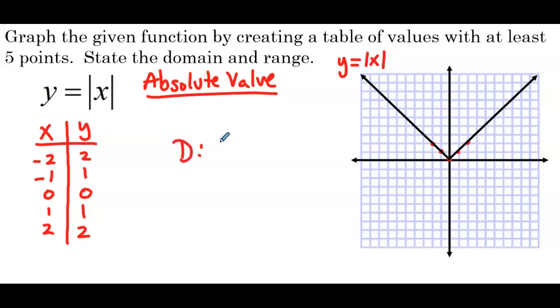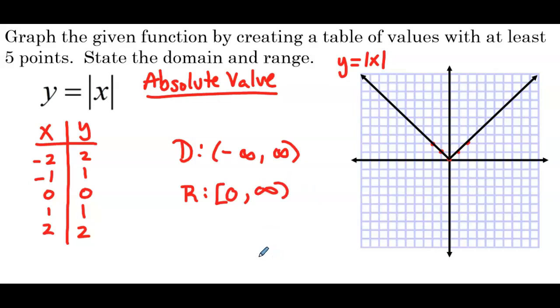The domain is all reals, negative infinity to infinity. Our range, we're working from bottom to top. Lowest value is 0, and it equals 0. And then it extends infinitely upwards, so to infinity.